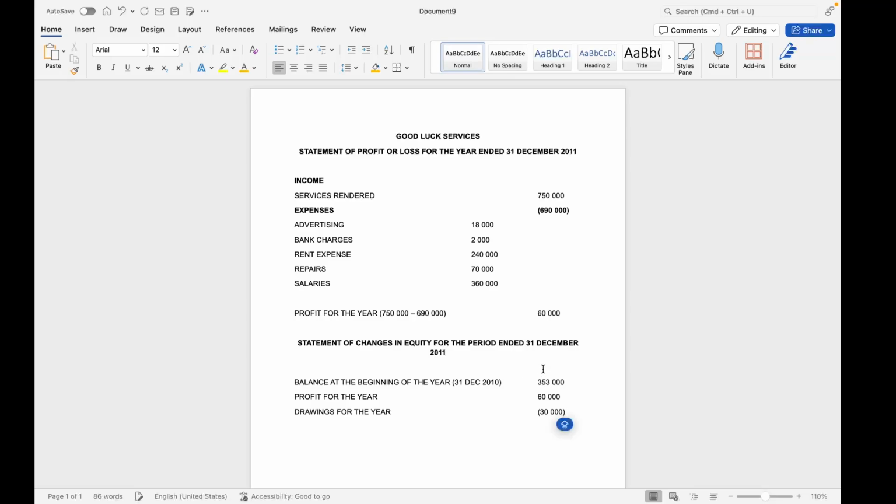However, this 30,000 is going to be in brackets because drawings decrease our equity, meaning that we're going to have to minus this amount, right? Meaning that our balance at the end of the year, which is 31 December 2011, is going to be 353,000 plus 60,000 minus 30,000, which gives us how much? 403,000 minus 30,000 is going to be 383,000, if I'm not mistaken, like this.